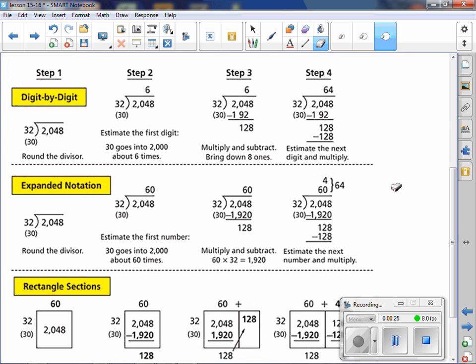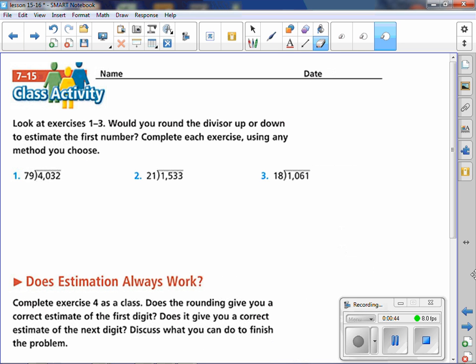I want you to look through these three methods. I will add on some extra videos so that you can look through those and think about those as you go, if you'd like more information or practice than what's provided here. I typically do digit by digit, just so you know that's going to be the method that I'm probably going to show you.